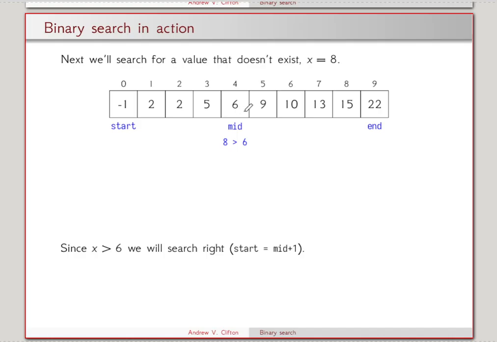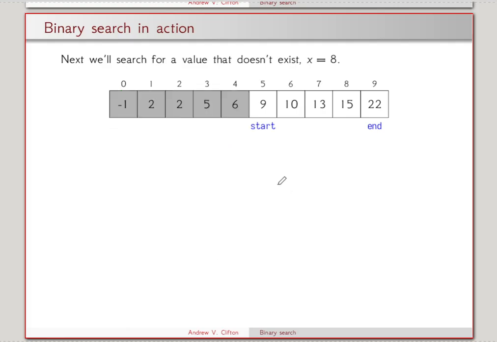So I know that there is no 8 here, but also not anywhere over there. The only place where an 8 could be is in this section over here. So again, we pick the midpoint. 5 plus 9 is 14, divided by 2 means my midpoint is here at index 7. So I'm going to compare the 8 to the 13.